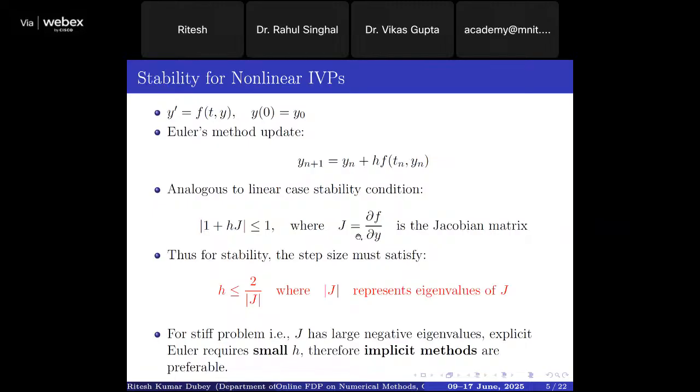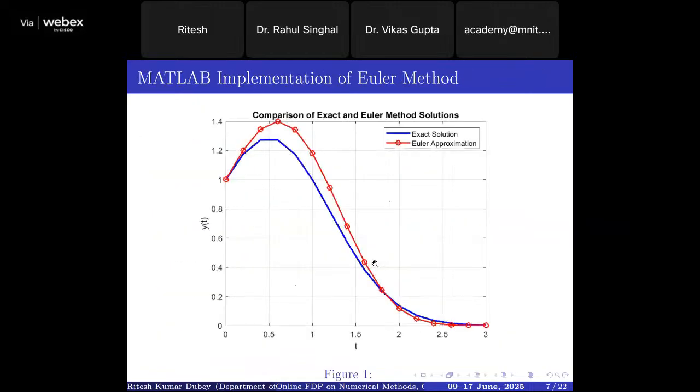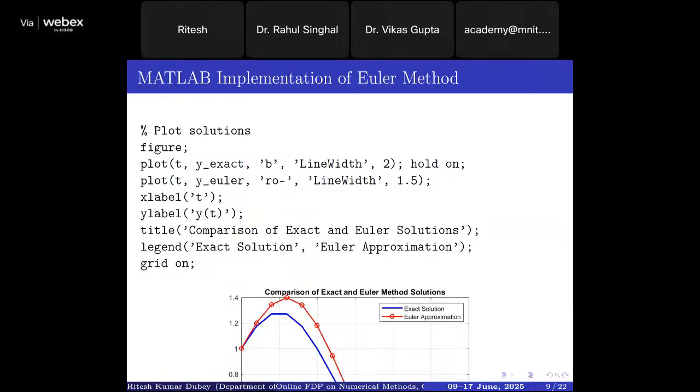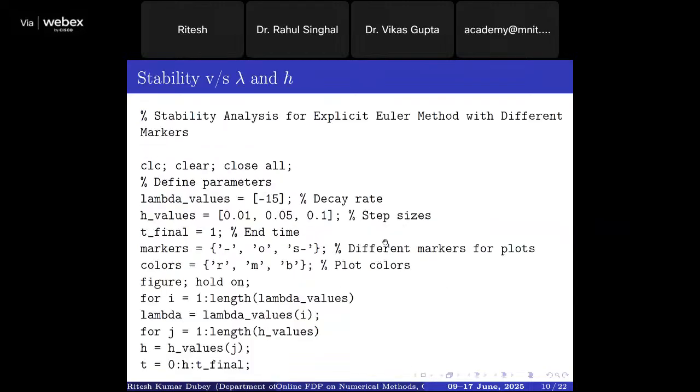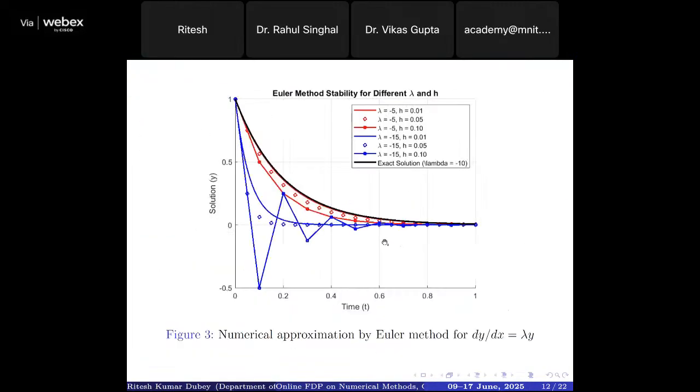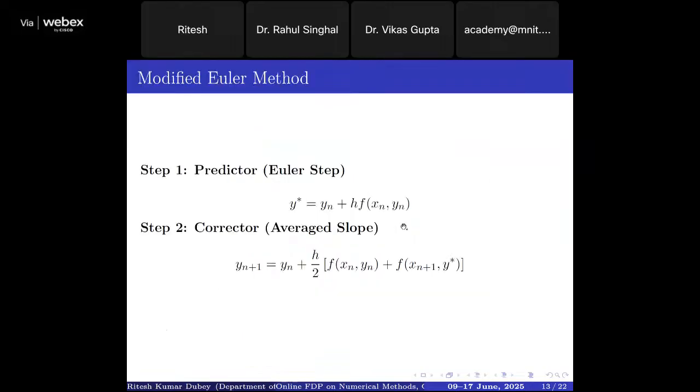When the Jacobian matrix has large negative eigenvalues, then Euler method requires a very small h, and therefore it becomes computationally costly. And it is a very primitive method, Euler method, very primitive method. Now a lot of methods are there which are improved, and probably some of the speakers will talk about them or might have already talked about them. But my job is to just do the coding.